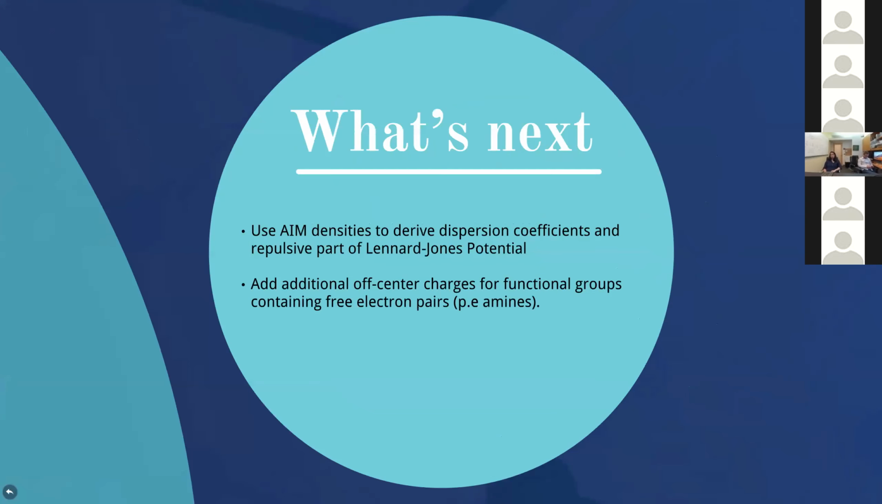So what's next for us? One thing we are missing, and we are a little bit worried about, is that we use the atomic charges from the electron density, but all other parameters from the force field are just taken from the GAFF force field. So the next step for us is to try to get the dispersion coefficients and the repulsive part of the Lennard-Jones potential directly from the electron density. That's something we plan to work on now, and we know how to do it. It's just a matter of doing it.